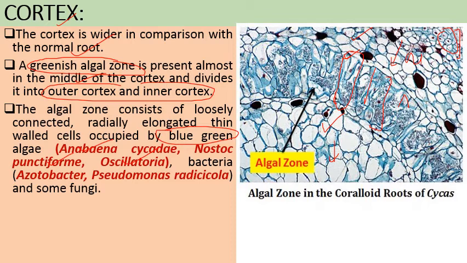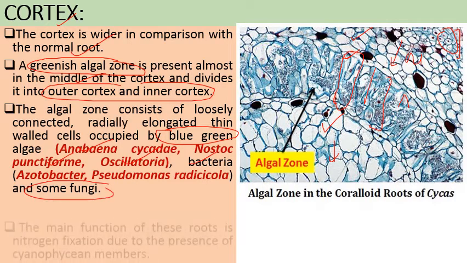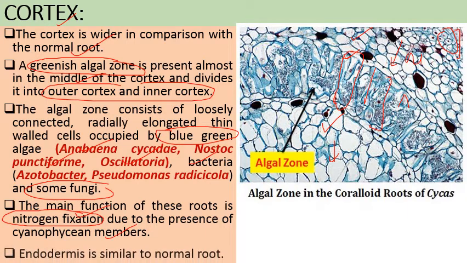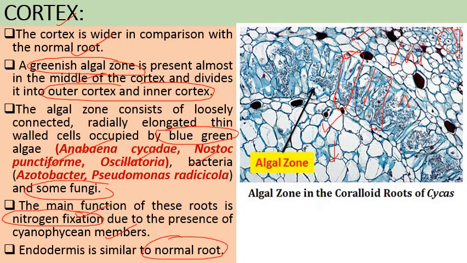It is also inhabited by some bacteria like Azotobacter, Pseudomonas radicicola, and some fungi. The main function of these coralloid roots is nitrogen fixation, due to the presence of cyanophycean members like Anabaena and Nostoc. And its endodermis is similar to the normal root, just as a normal root has an endodermis, it is present here too.